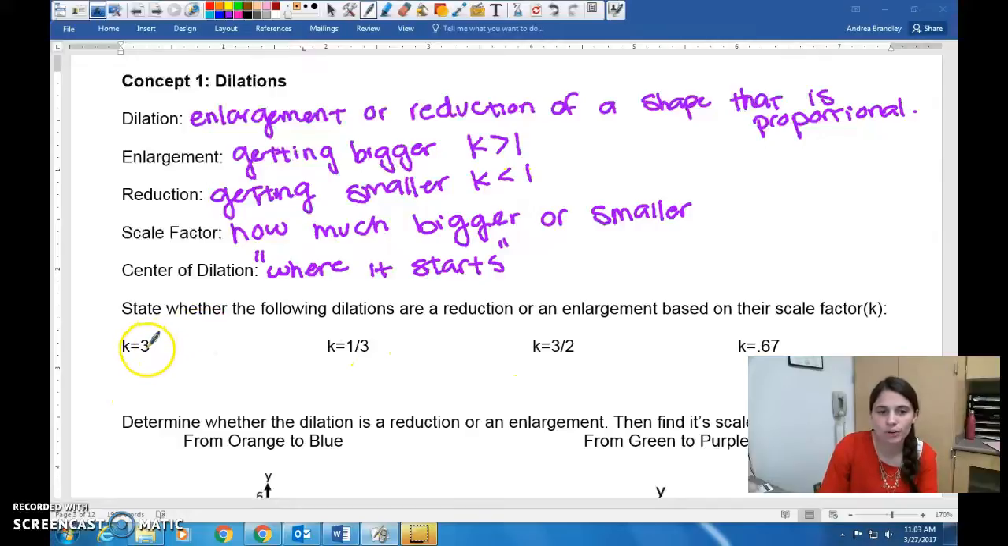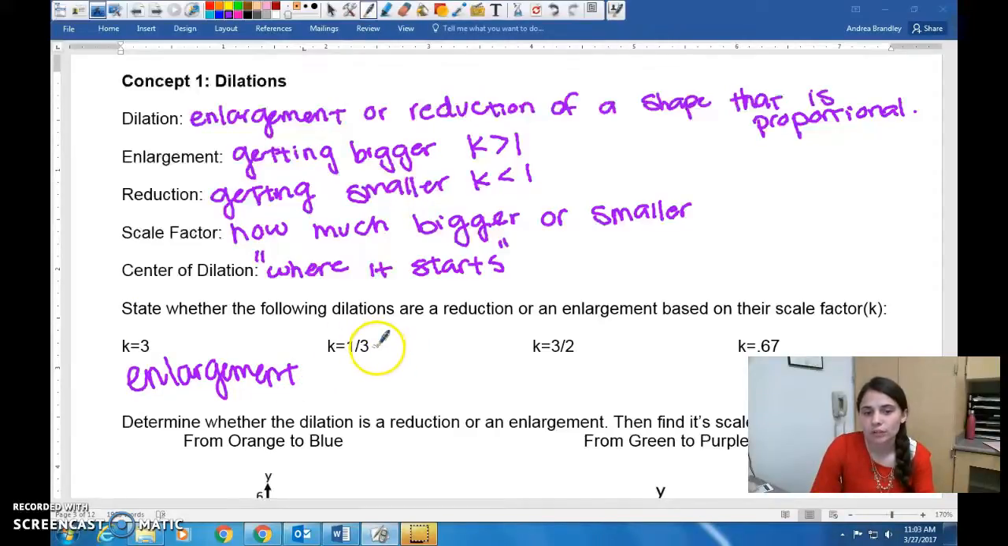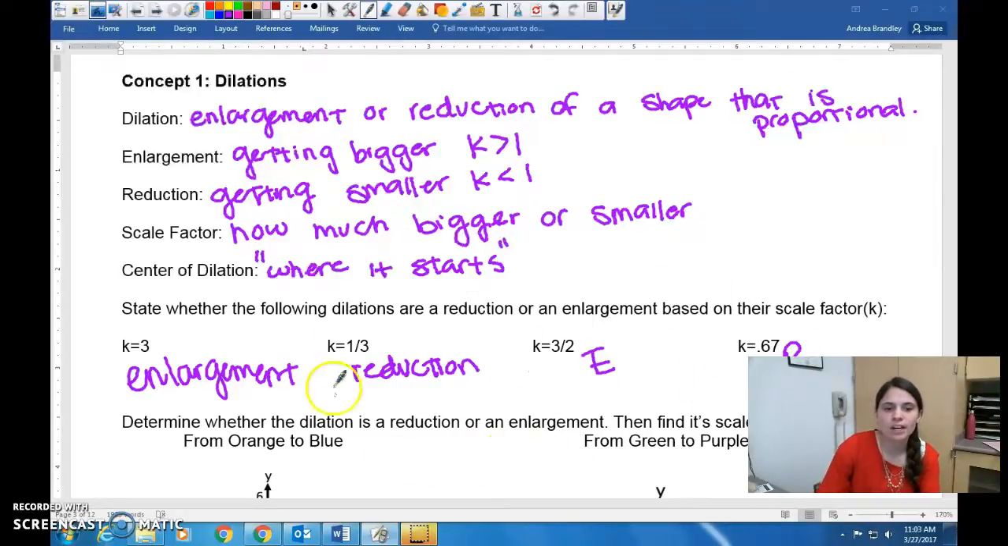So K is equal to 3. Well, that is bigger than 1, so this would be an enlargement. Here, K is equal to 1/3. Well, that is less than 1, so that would be a reduction. And then 3/2 is greater than 1, so that would be an enlargement. 0.67 is less than 1, that would be a reduction. So that's pretty basic, but I just want you to get a feel for when it's going to be getting bigger and when it's going to be getting smaller based on its scale factor.